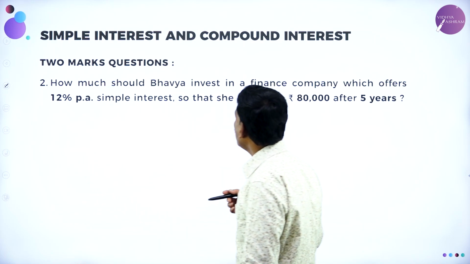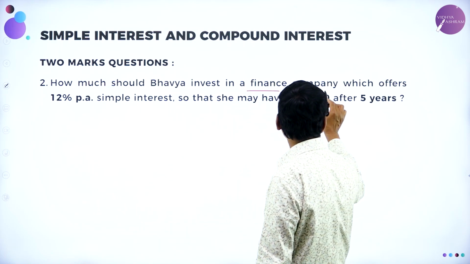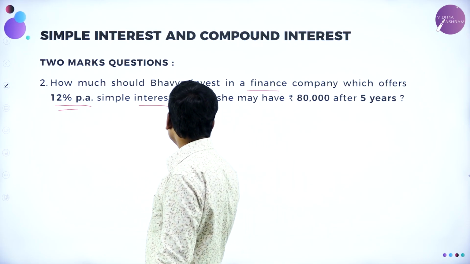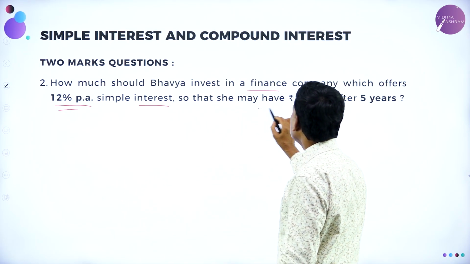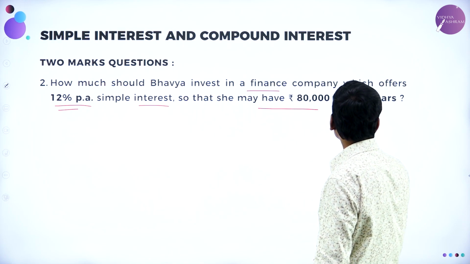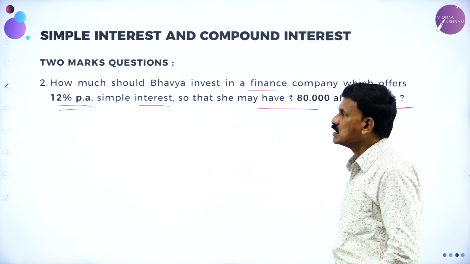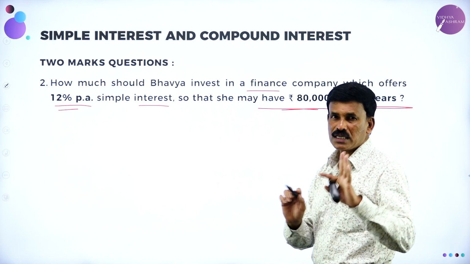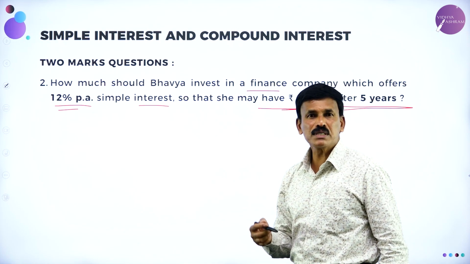How much should Bhavya invest in a finance company which offers 12% per annum simple interest so that she may have rupees 80,000 after 5 years? Here what is given? Amount is given. What is the amount? 80,000. We have to calculate the principal first. How much is the principal?